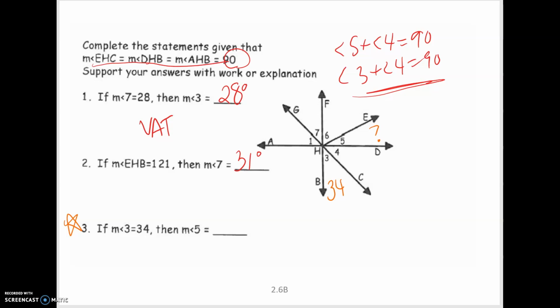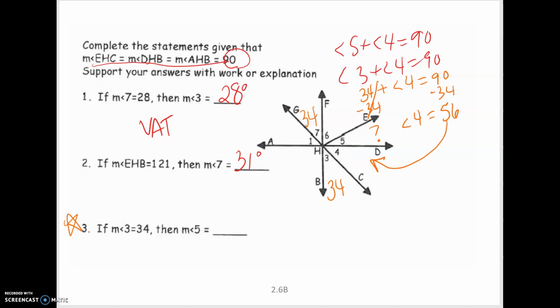That would help me get across from us. We would know 7 is 34. We also know that 3 and 4 should make a right angle. Back up here, we said 3 plus 4 is a right angle. So 34 plus angle 4 equals 90 degrees. So I'm going to take away my 34, and I'm going to do 90 minus 34 in order to get angle 4. So I have 56 for angle 4.